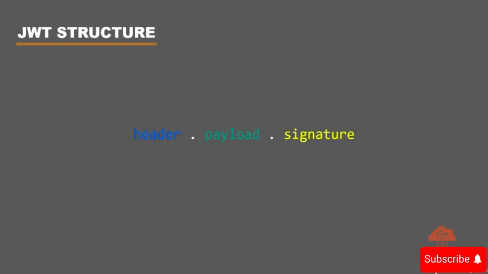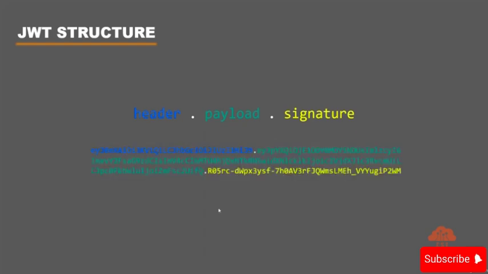While this is the structure of a JSON Web Token, let me show you an actual JSON Web Token. This is how it looks. If you look at this, the first part is a header in blue, followed by a dot, followed by a payload, followed by another dot, followed by a signature. As I mentioned, this JSON Web Token has three parts: header, payload, and signature. They are separated by dots.